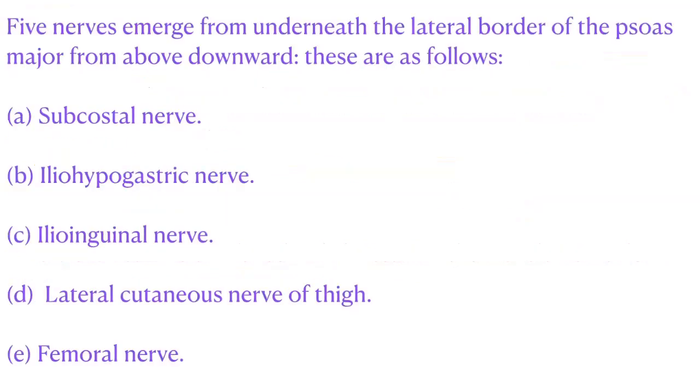Five nerves emerge from underneath the lateral border of the psoas major from above downward. These are as follows: subcostal nerve, iliohypogastric, ilioinguinal nerve, lateral cutaneous nerve of the thigh, and femoral nerve. You'll see that.